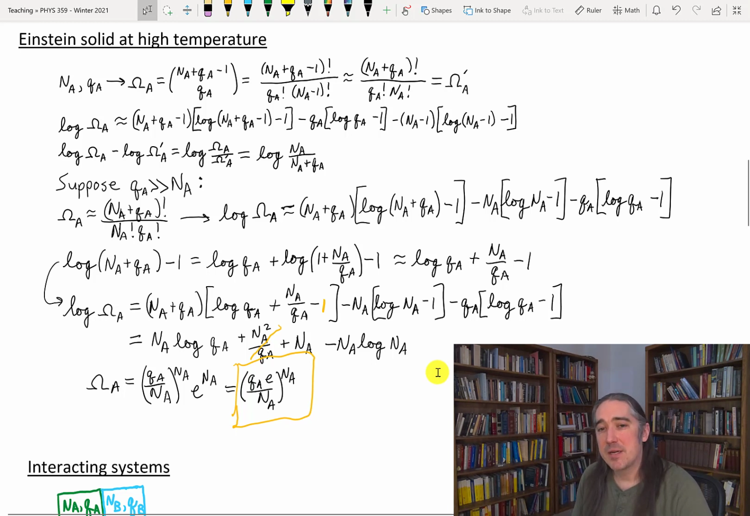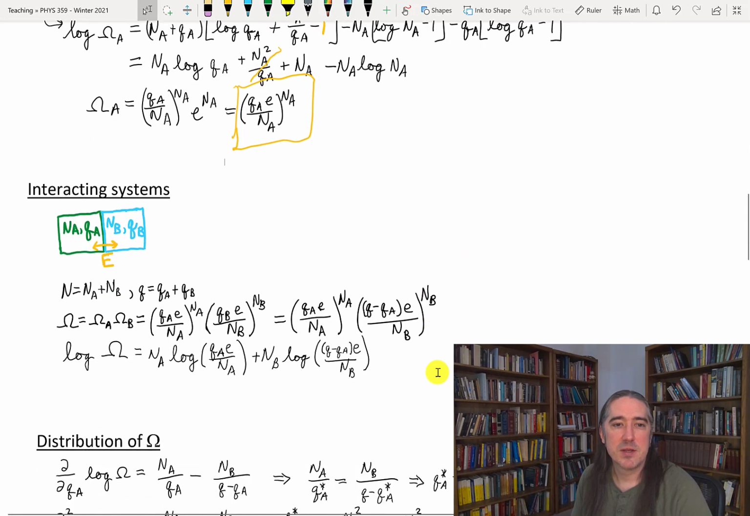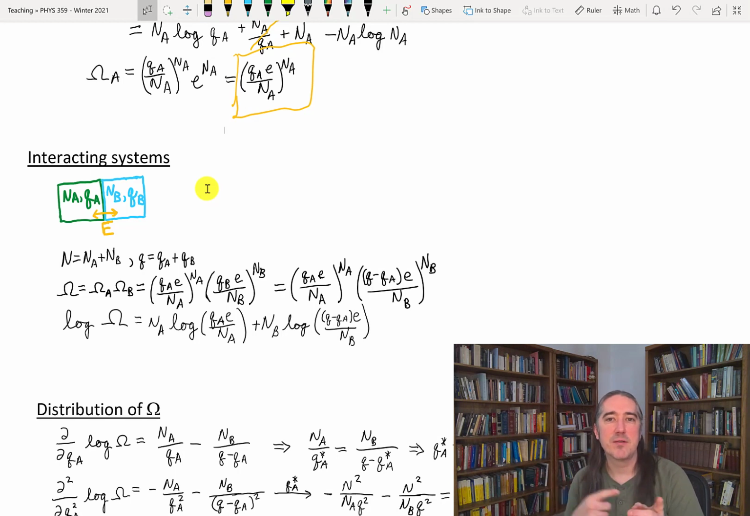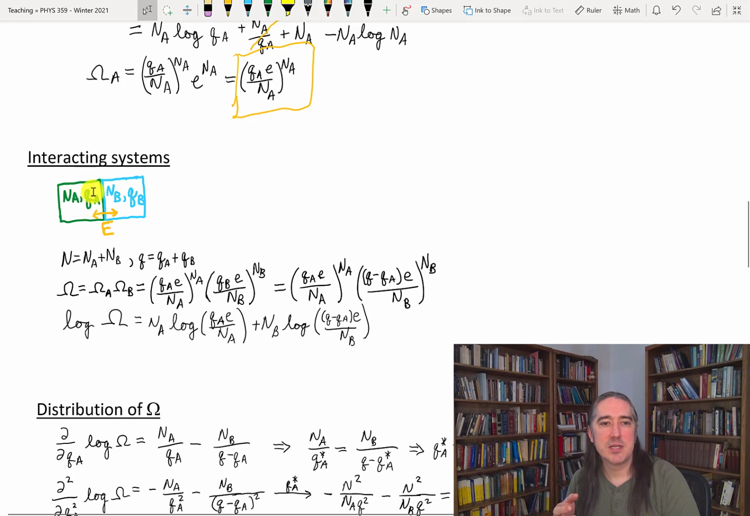Okay. Next, we want to do what I hinted at before, which is to think about two Einstein solids, solid A and solid B, that are in thermal contact with each other. If they're in thermal contact, that means they can trade energy back and forth. And in the Einstein solid, the energy is in the form of these excitations. So we say there are some number of excitations QA in solid A, QB in solid B.